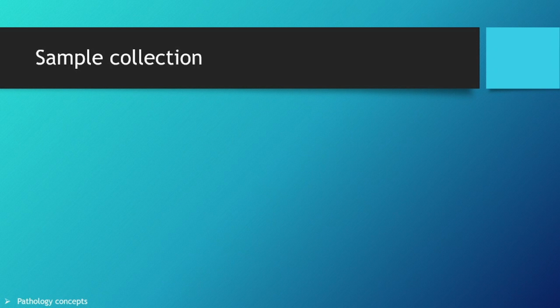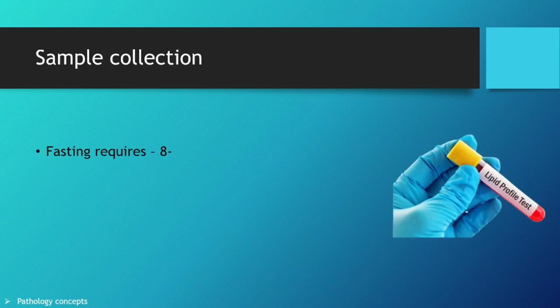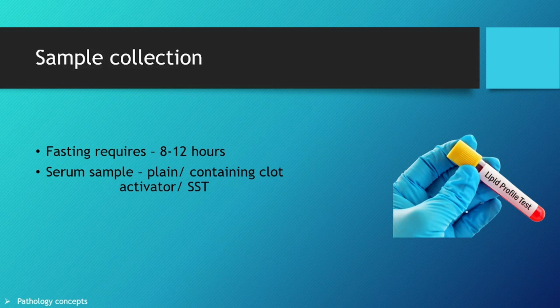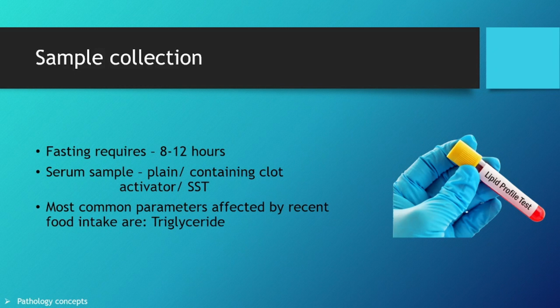Let's understand the sample collection. For a lipid profile sample, fasting is required, about 8 to 12 hours of fasting. The sample collected is a serum sample, and it can be collected in a plain tube or a tube containing clot activator or serum separator tube. The most common parameters affected by recent food intake are triglyceride and LDL.